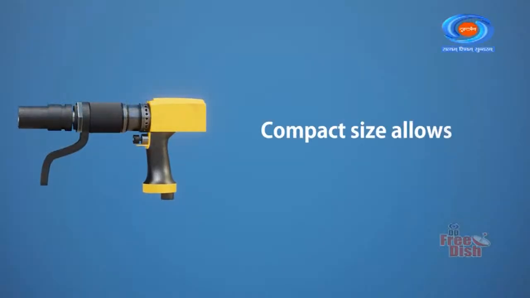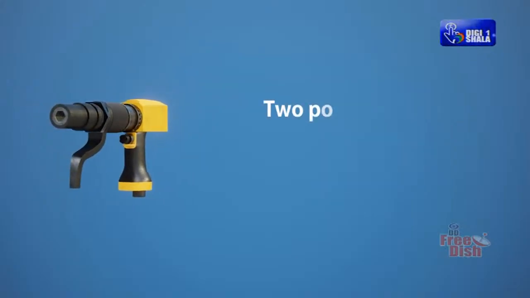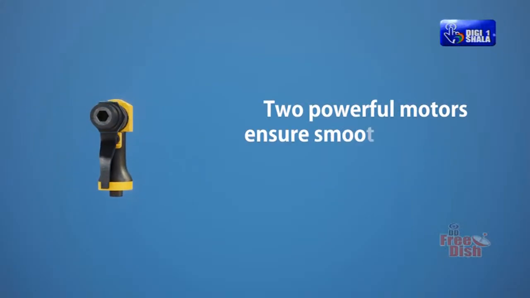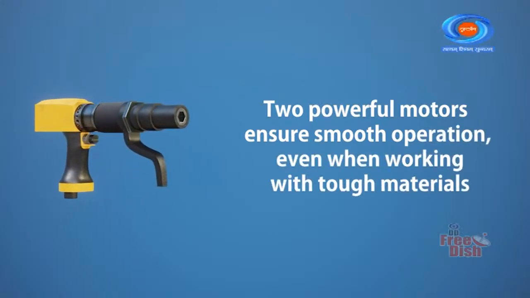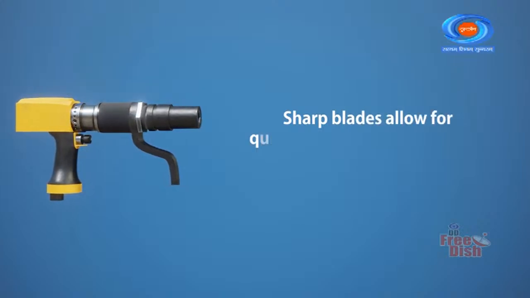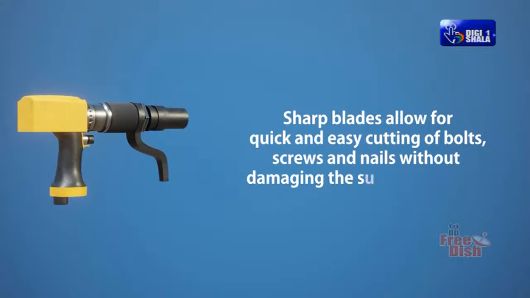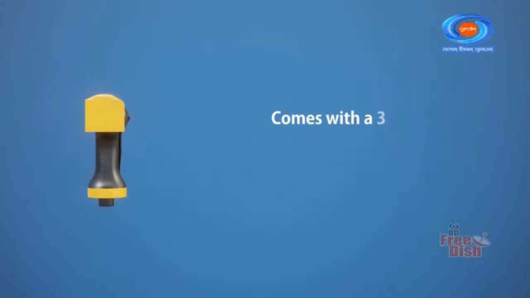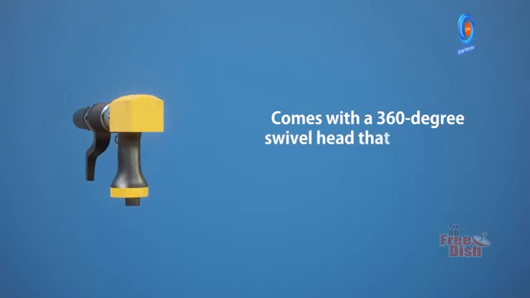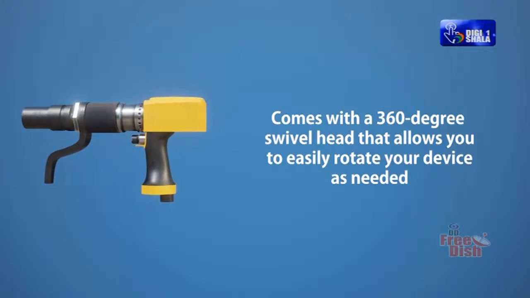Compact size allows it to fit easily into tight spaces. Two powerful motors ensure smooth operation even when working with tough materials. Sharp blades allow for quick and easy cutting of bolts, screws and nails without damaging the surrounding area. Comes with a 360-degree swivel head that allows you to easily rotate your device as needed.